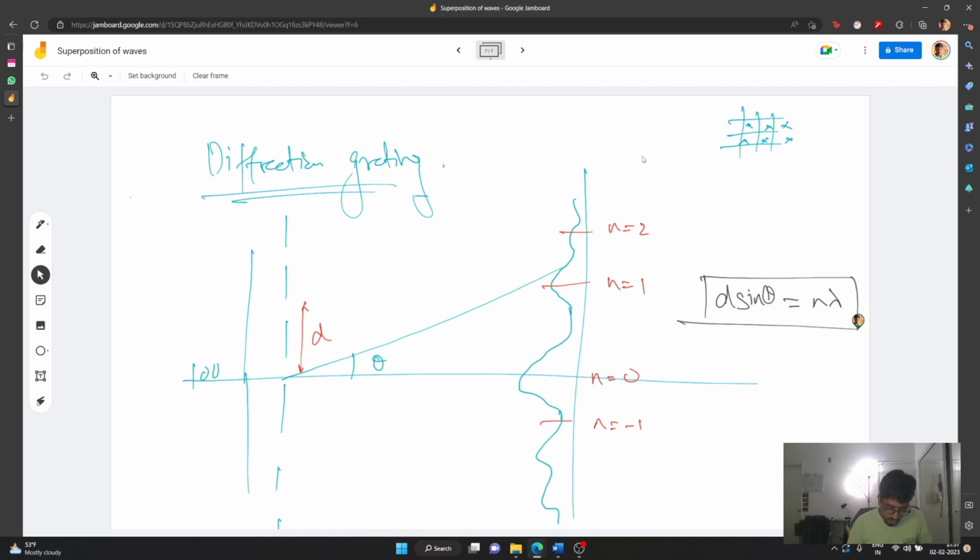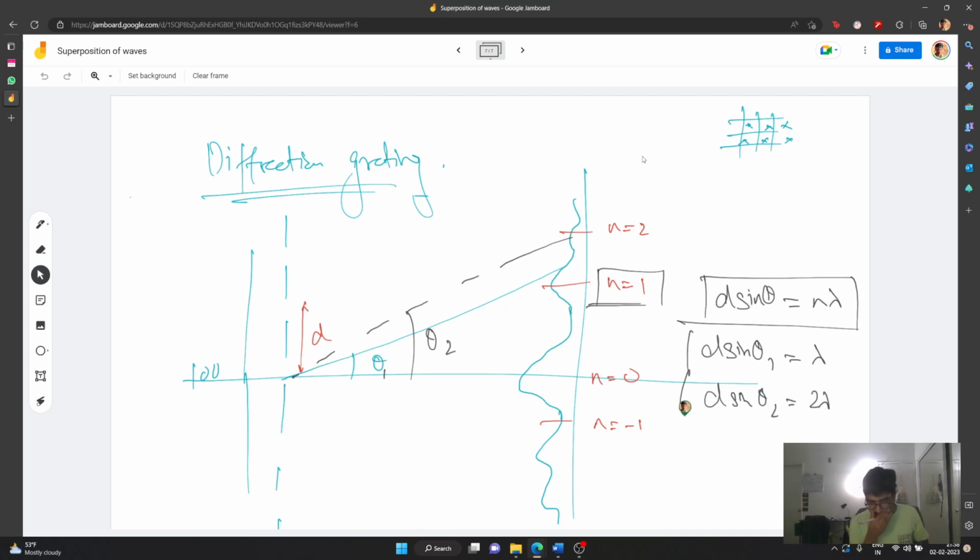Say you're doing it for this one, this is theta 1, so you will say that d, which is constant, which is the gap spacing in the diffraction grating, so d sine theta 1 is equal to lambda. Or for n equal to 2, this will be theta 2. Then d sine theta 2 is equal to 2 times lambda.